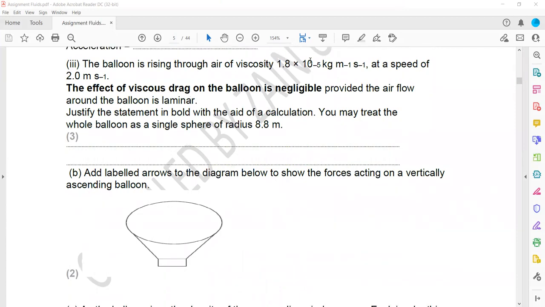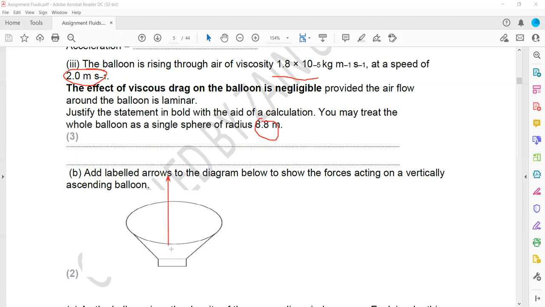The balloon rises through air with a viscosity of 1.8 times 10 to the power of minus 5. The effect of the viscosity on drag is negligible. Justify this statement. You may treat the whole balloon as a single sphere of radius 8.8. So we have to justify this statement. Basically, we have to find the terminal velocity, and that terminal velocity should come out around 2. Then add a labelled diagram to show how the forces are acting vertically as it ascends.